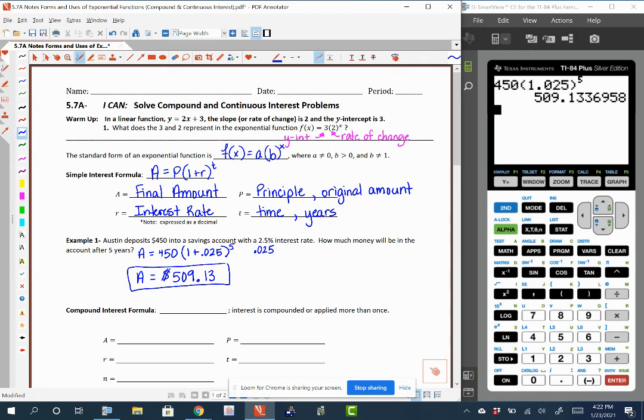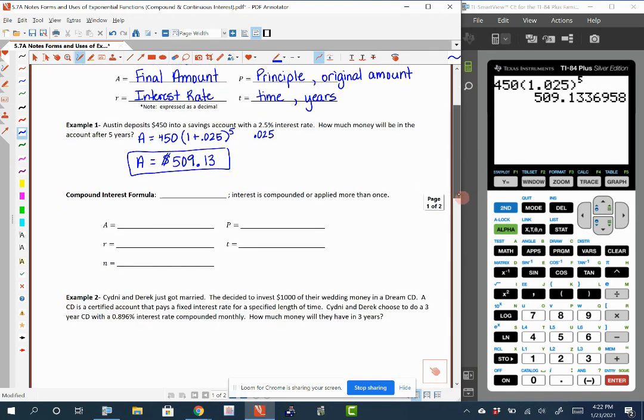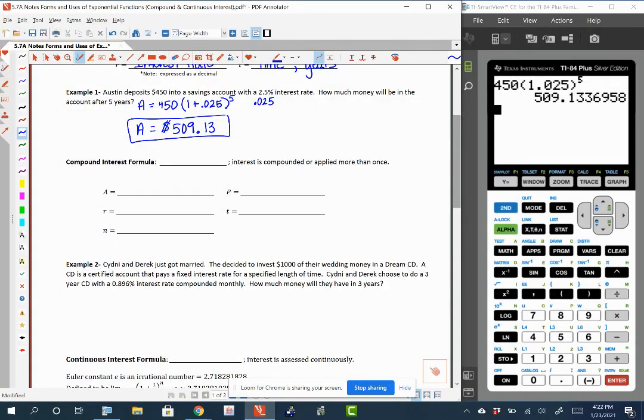So let's talk about another kind of interest, and it's called compound interest. Compound interest is a little bit different version of our simple interest. We have a formula now that says capital A is equal to capital P, but this time in our parentheses, we have 1 plus R divided by N, and that is all to the exponent of N times T. As we look to the right of this, it says now the interest is compounded or applied more than once. So now we're not saying it's just every year. We now have another time frame that we could be working with.